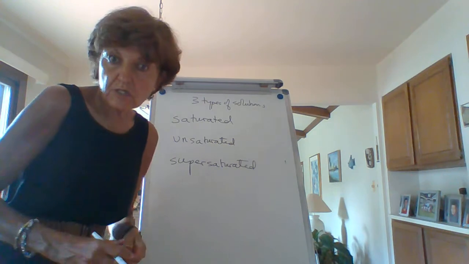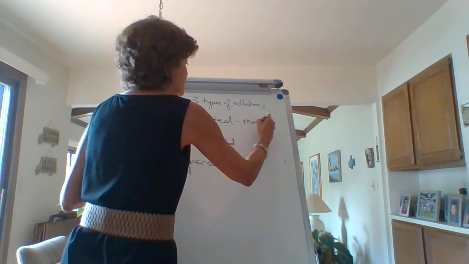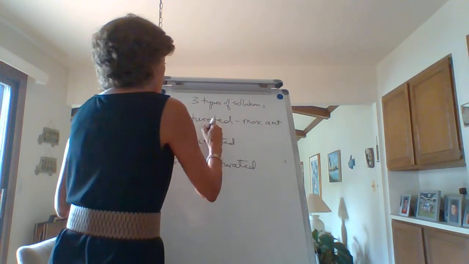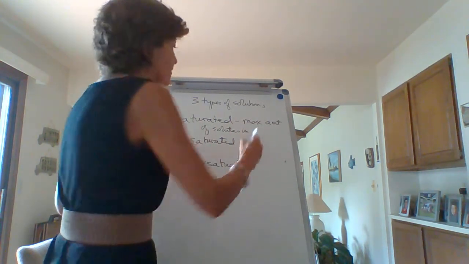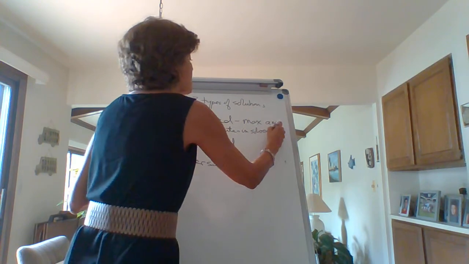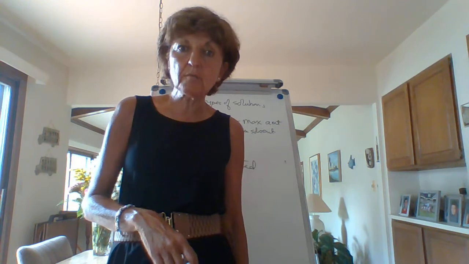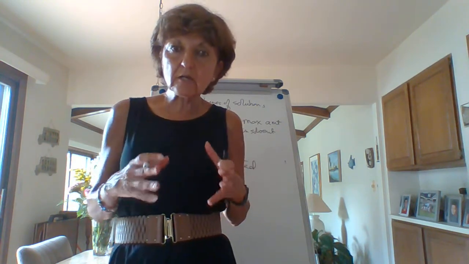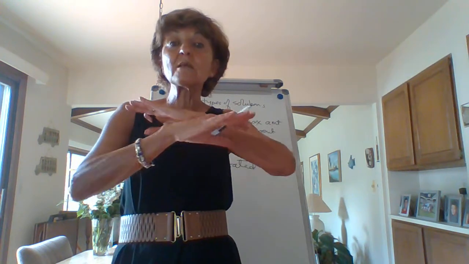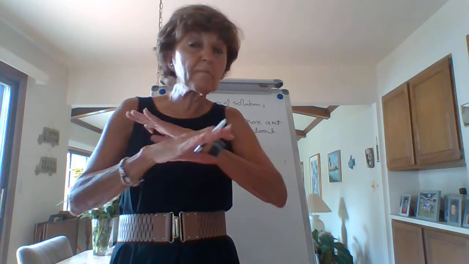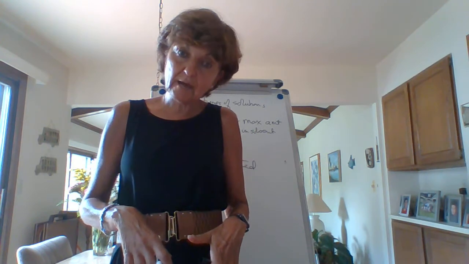Let's first talk about the saturated solution. A saturated solution has the maximum amount of solute in a given amount of solvent. So if you add any more solute, you know what's going to happen? It's going to fall down to the bottom, or in more technical terms, we say it precipitates out. Any extra solute would precipitate out.